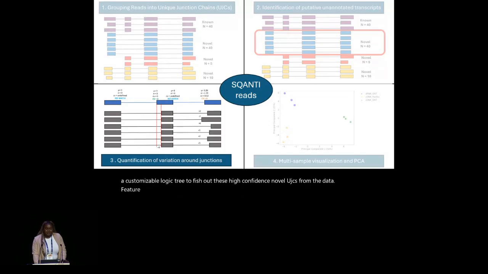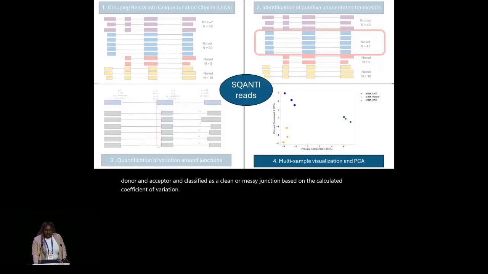Feature 3: SQANTI-reads quantifies variation around annotated junctions by calculating the distance of each read donor and acceptor from its nearest annotated junction. We then calculate the mean, standard deviation and coefficient of variation around each annotated donor and acceptor, and classify it as a clean or messy junction based on the calculated coefficient of variation.